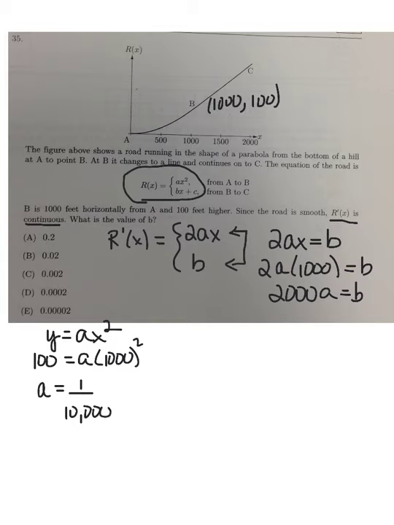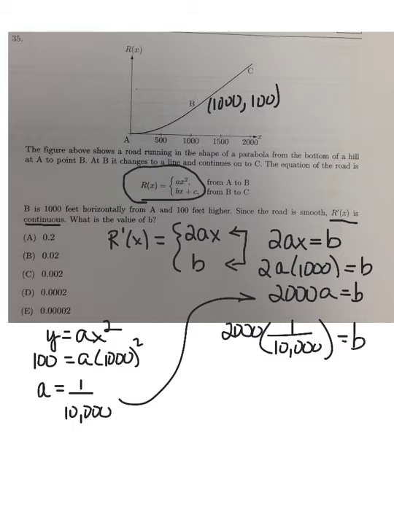All right, well, there it is. We just solved it, believe it or not, because we're going to take that and put that right in here. So I have 2,000 times 1 over 10,000, and that is what b equals. Just do a little bit of fancy footwork there, and I'm going to get 1/5 is b. And that is answer choice A.